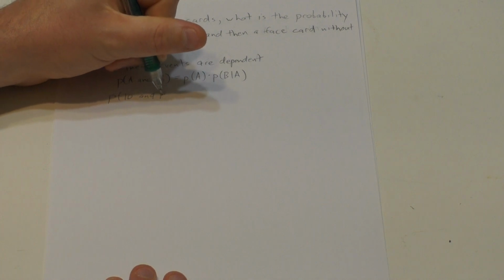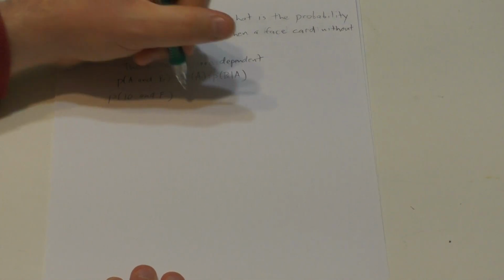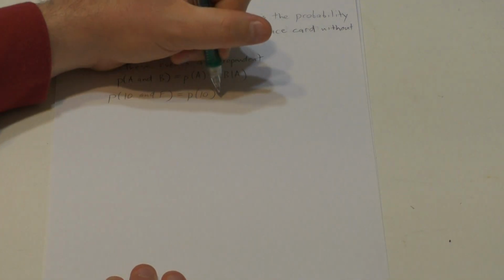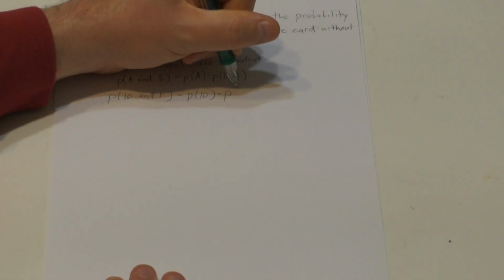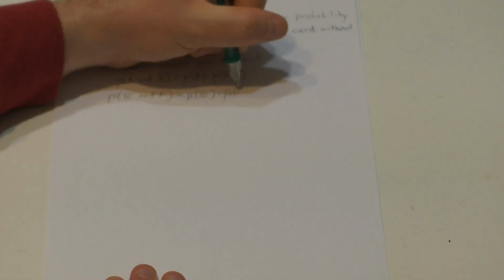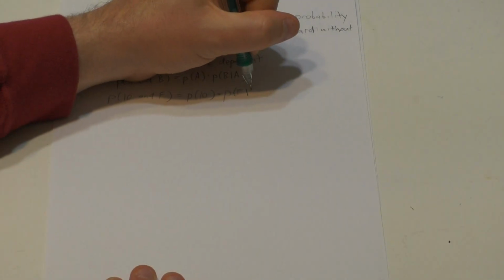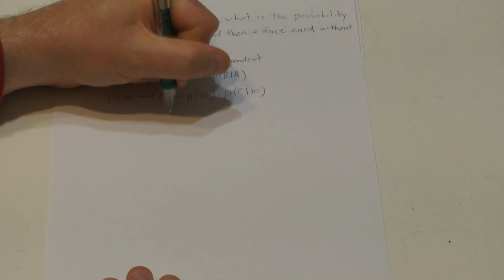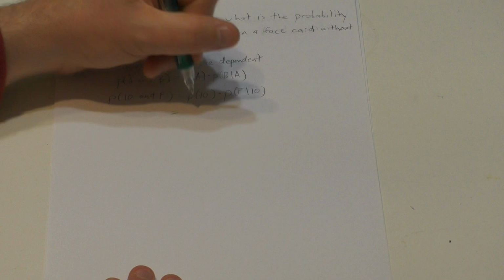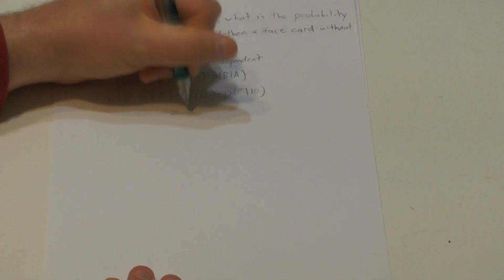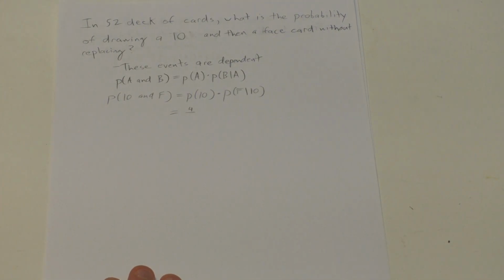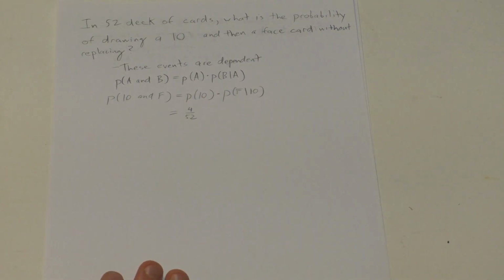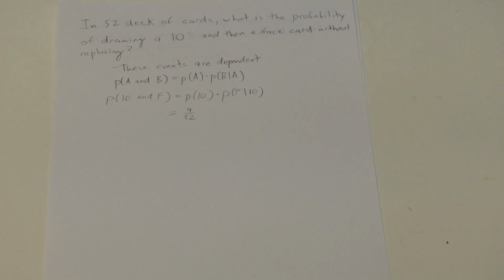I'm just going to put an F for face, okay? So that means I want to calculate the probability of drawing a 10 times the probability of drawing a face given I drew a 10. Okay? So the probability of drawing a 10, pretty simple. There are 4 10s in a deck out of 52 cards. Okay? Alright, straightforward right there.